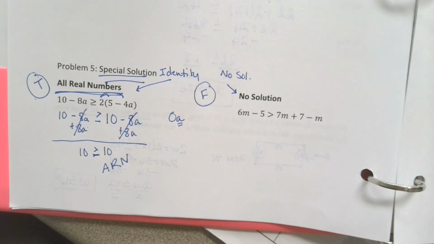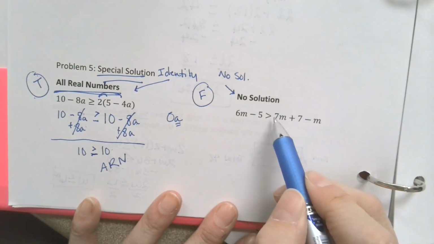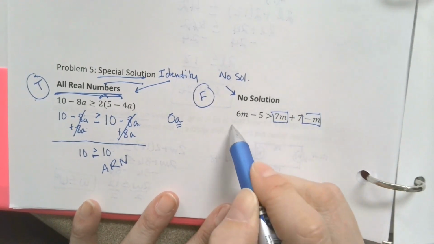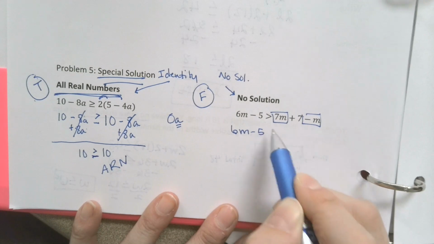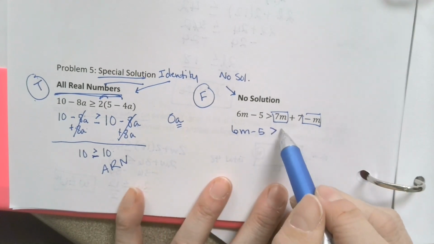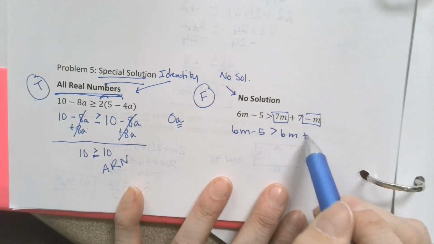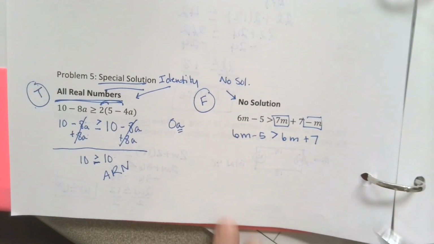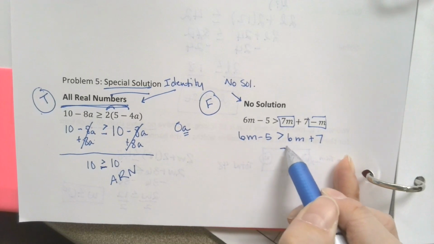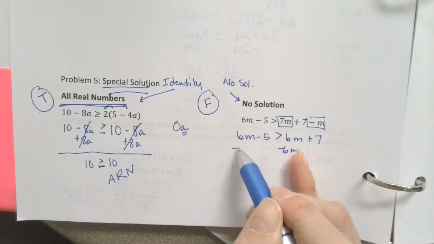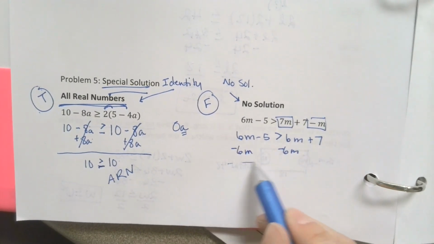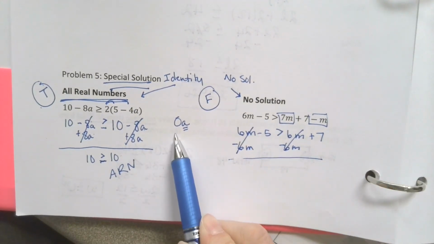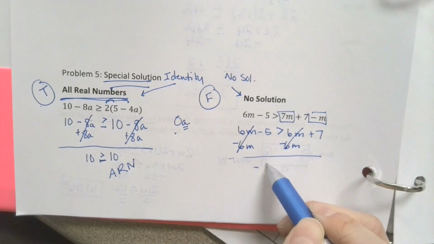Let's take a look at our next one here. We don't have distributing. We do have some like terms to combine. So if I had 7m minus m over here, that would give me 6m plus 7 drops down. Start with your variables first. So I would subtract 6m and subtract 6m. That zeroes out and that zeroes out. I'm not going to write 0m. I'm going to bring down this minus 5.